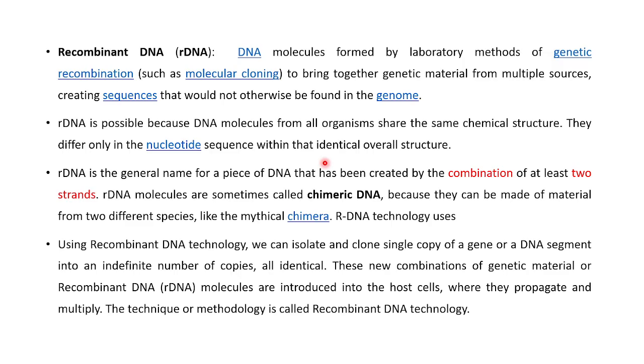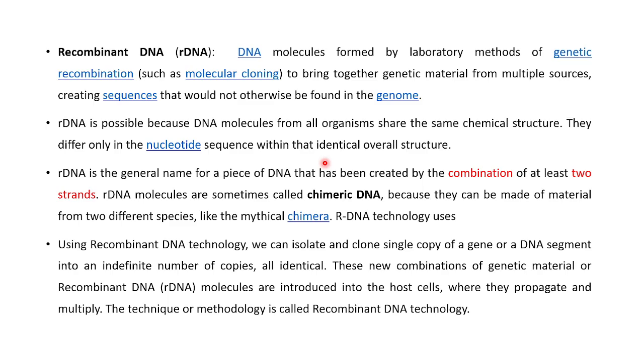So rDNA molecules are sometimes called chimeric DNA, like I was telling, because of the recombination that can happen. Because they are made up of two or more different species, we call it a chimera. So chimeric proteins you can prepare as well. Otherwise, there are certain conditions where these chimeric proteins occur naturally or in disease conditions.